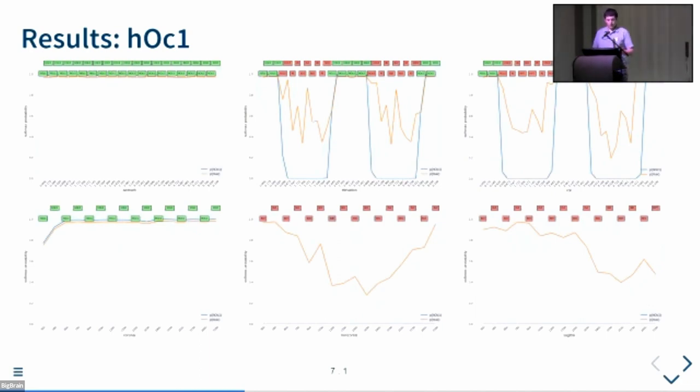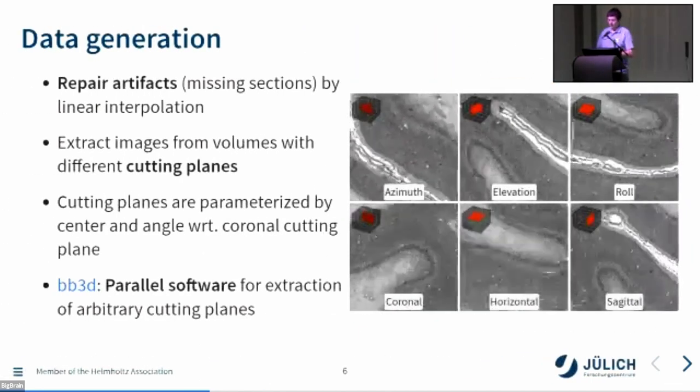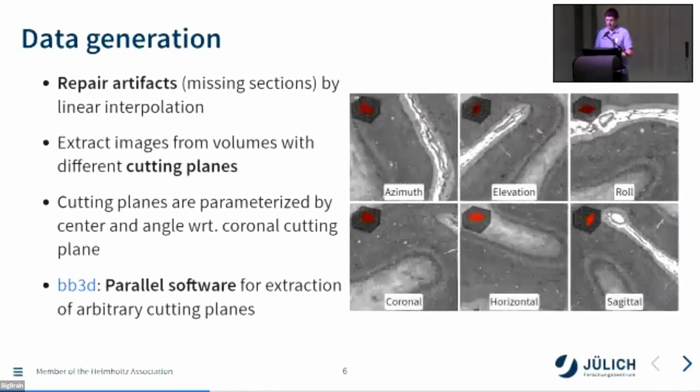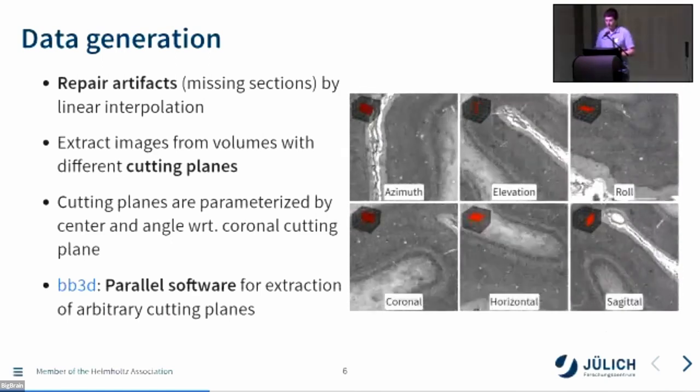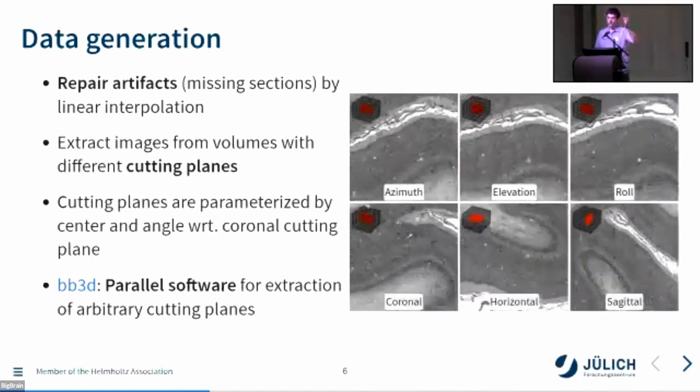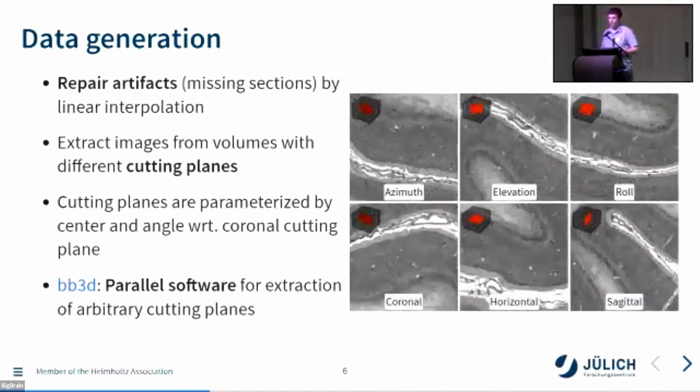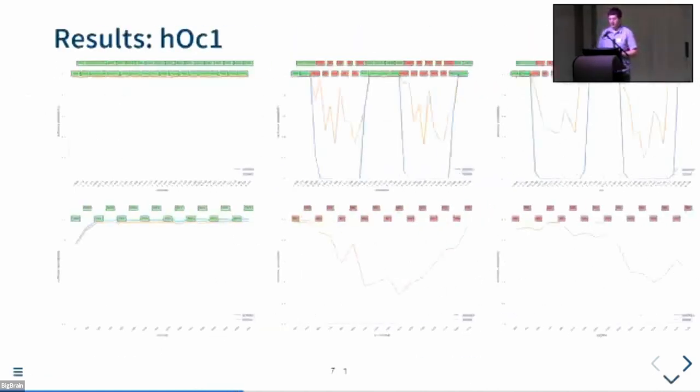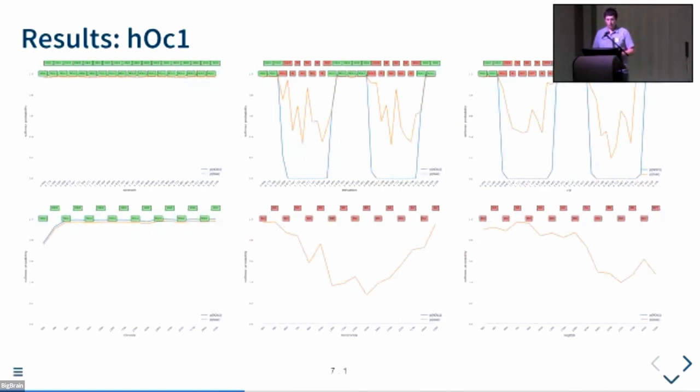On the left side, we see the case when we only operate in the coronal plane, so the left columns here. We just move along the regular coronal cutting direction, or we rotate within the coronal plane, so just no benefit of 3D data here. And we see everything is green, which means that the model correctly identifies the area as HOC1. But if we move to the right, stuff gets more interesting.